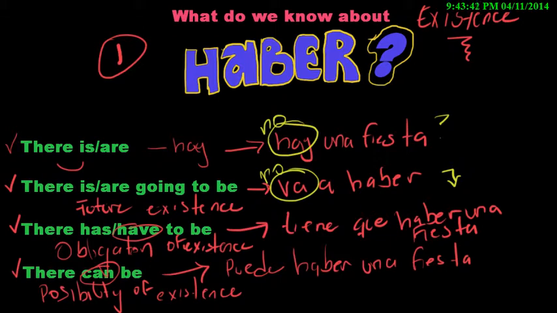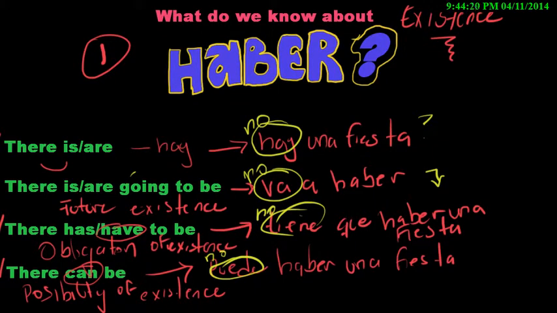The obligation, we can transform into a negative sentence. No tiene que haber una fiesta. There has not to be a party. Or there cannot be a party. No puede haber una fiesta. Okay. So this is what we know already about the verb haber.